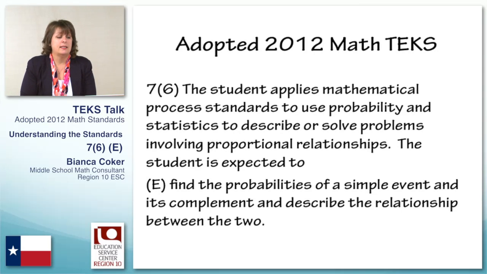The standard says that the student applies mathematical process standards to use probability and statistics to describe or solve problems involving proportional relationships. The student is expected to find the probabilities of a simple event and its complement, and describe the relationship between the two.